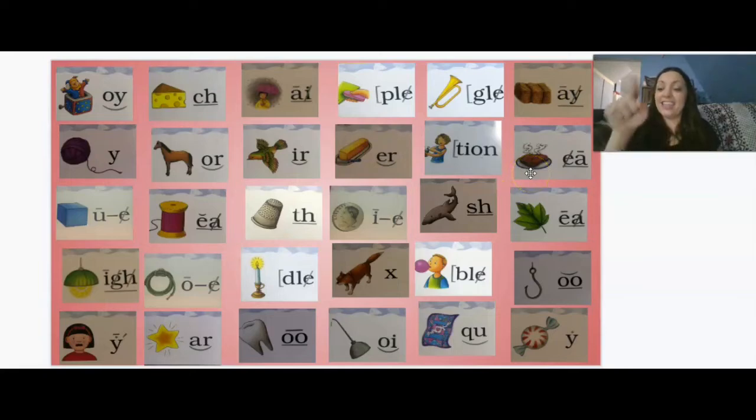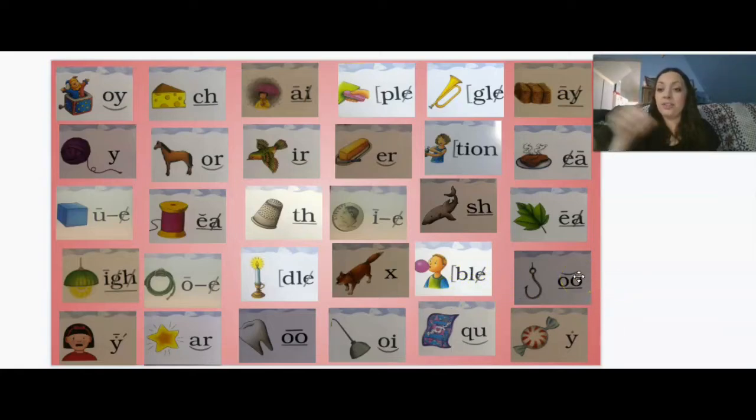Steak, A. Digraph, E-A. Cube, U. U consonant, E. Thread, E. Digraph, E-A. Thimble, digraph, T-H. Dime, I. I consonant, E. Shark, sh. Digraph, S-H. Leaf, E. Digraph, E-A. Light, I. Trigraph, I-G-H. Hose, O. O consonant, E. Candle, dul. Final syllable, D-L-E. Box, X. Very good. Bubble, bull. Final syllable, B-L-E.